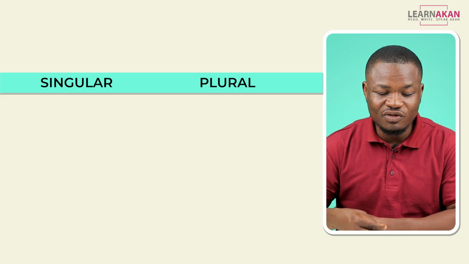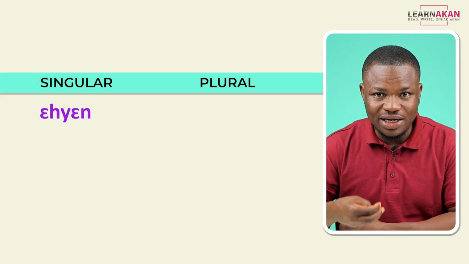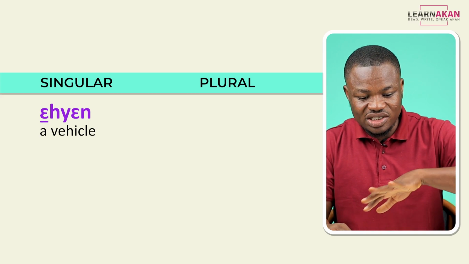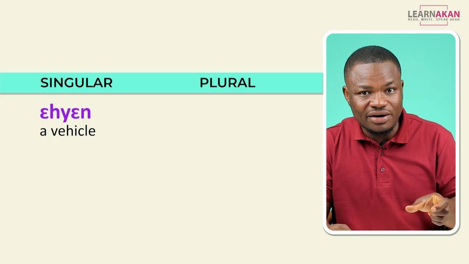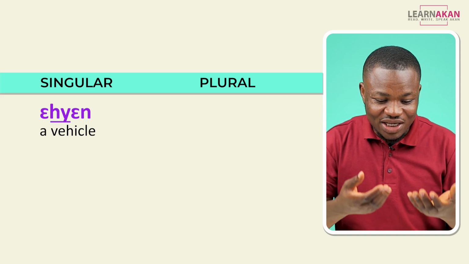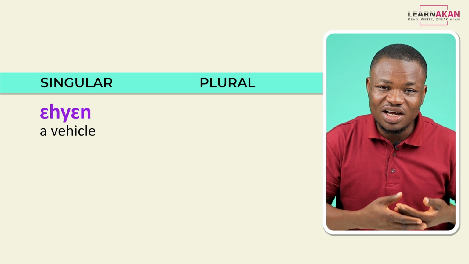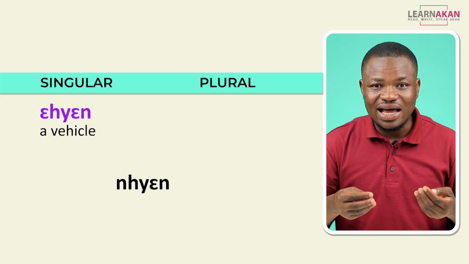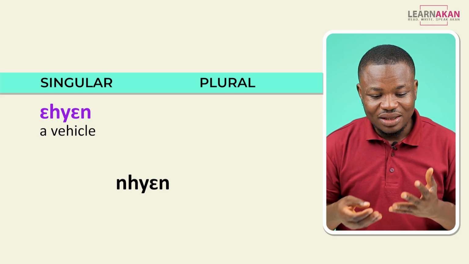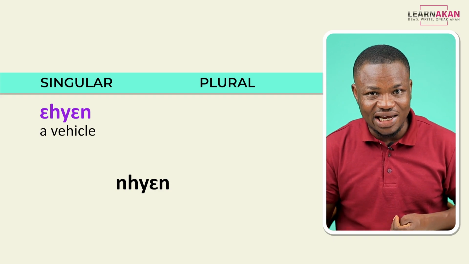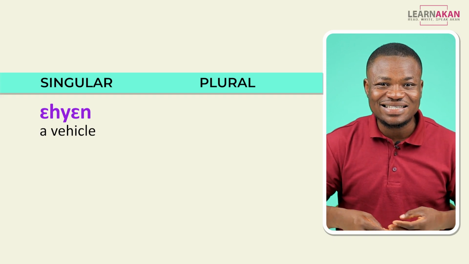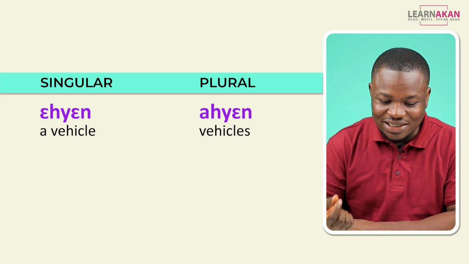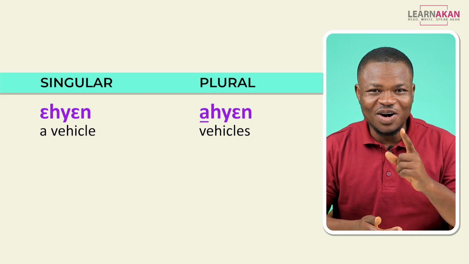Let's see another one. We have achain, and achain is a vehicle. As you can see, this starts with a vowel, so we skip that and consider the initial digraph, which is sh, right? Since it starts with the digraph sh, we would have attached n in front to have inchain as the plural. But no, the plural of achain is not inchain. The plural of achain is achain. So this is one of the exceptions. So you attach a instead of n.